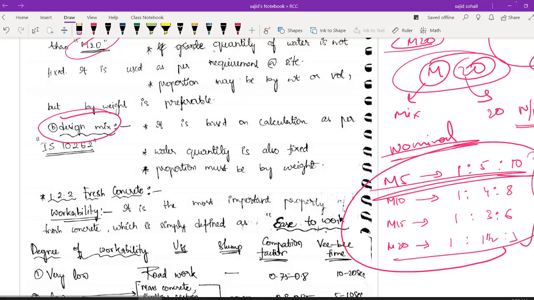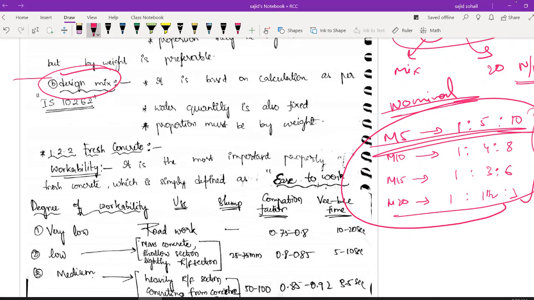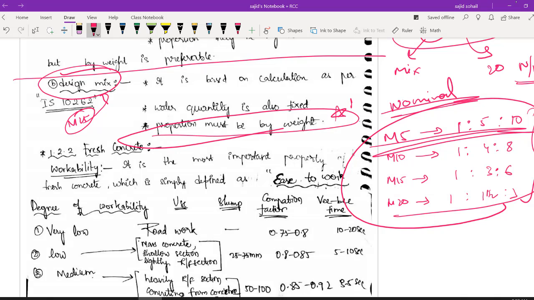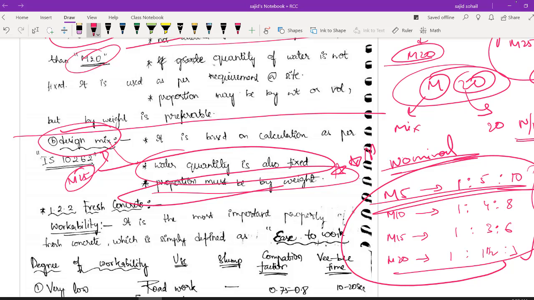So this is about types of mixes. We have nominal mix and design mix. Obviously if you have some concrete greater than M25, we have to blindly go for design mix, and its proportion is taken by weight only. And the water quantity is also fixed when it comes to design mix. I hope it is very clear, right?